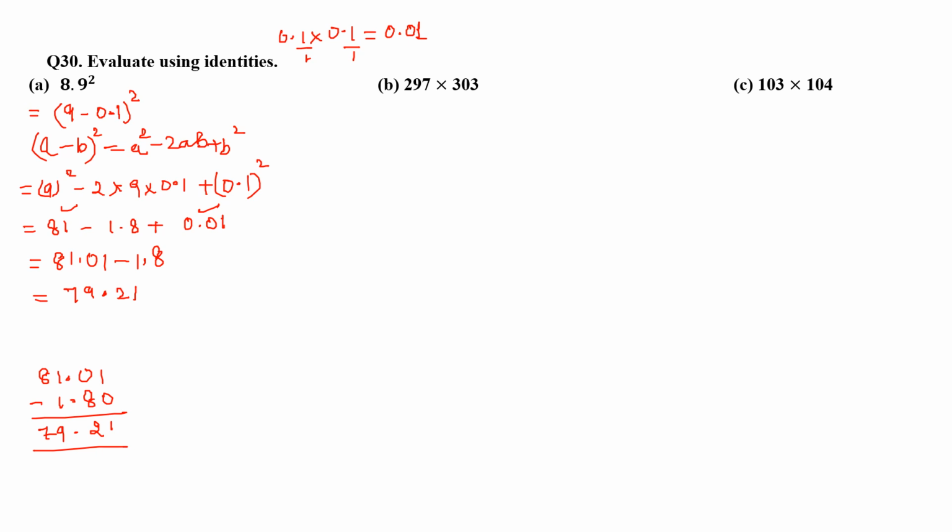Now second one, 297 into 303. So if you see, both 297 and 303 are near to 300. So how will I write 297 in terms of 300? From 300 if I subtract 3, I will get 297. Here if I add 3, I will get 303. And very clearly you can see it is a minus b, a plus b, which will give me a square minus b square. So I will write 300 whole square, because your a is 300 and b is 3.